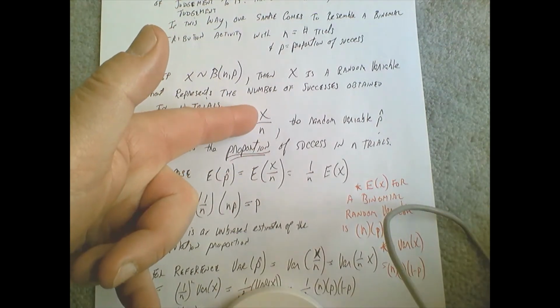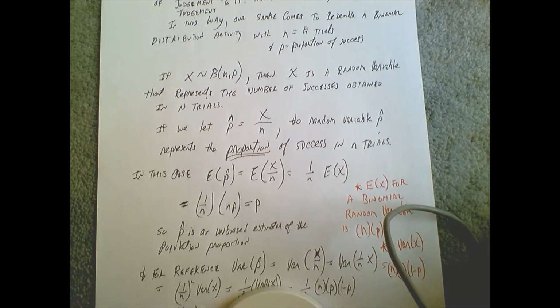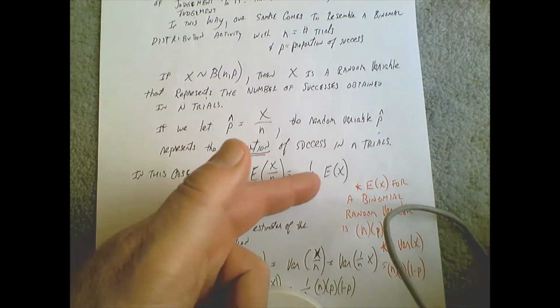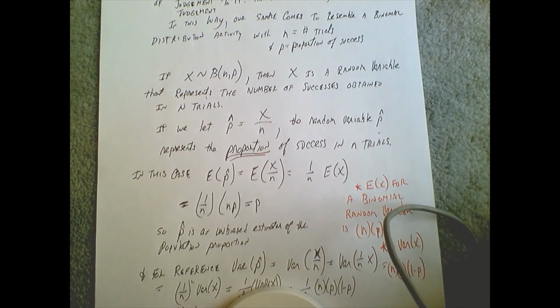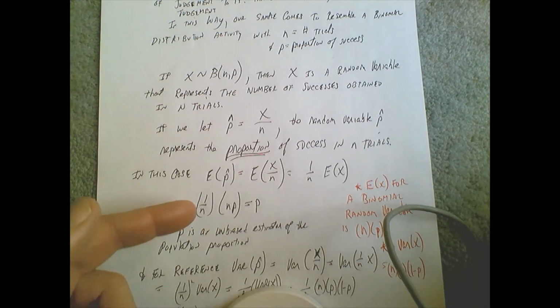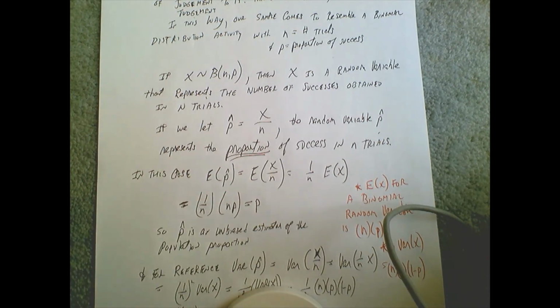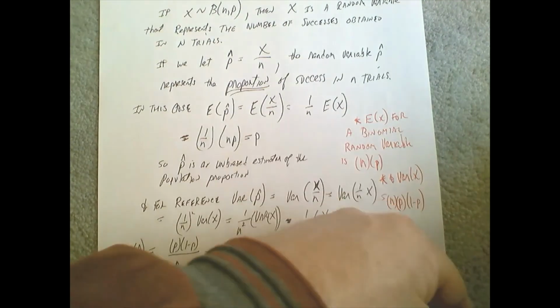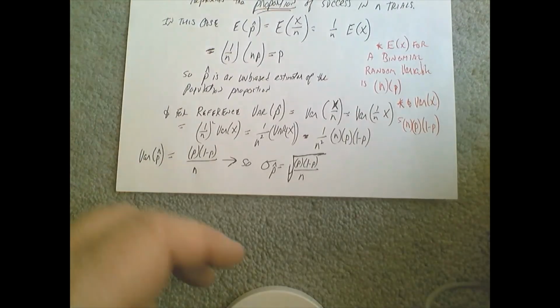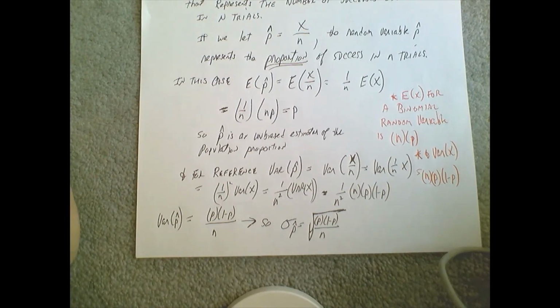Now, what's interesting about this is, the expected value of the sample proportion is the expected value of this random variable we built. It's 1/n times the expected value of x. What do we know about a binomial distribution? What's the expected value? Nothing more than n times p. So we have 1/n times n times p becomes p. What's this tell us? P hat, the sample proportion, is an unbiased estimator of the population proportion. Very interesting, very useful.